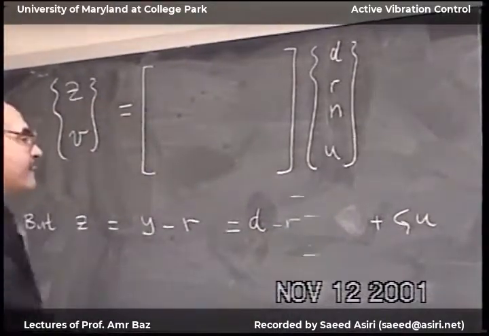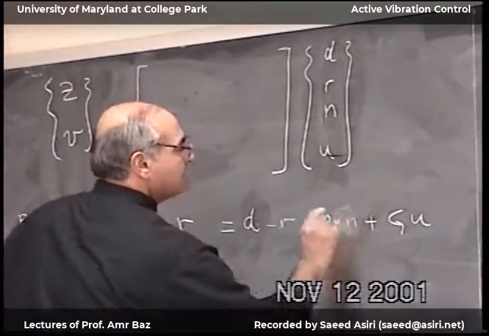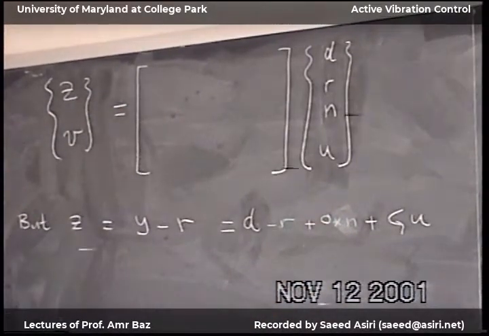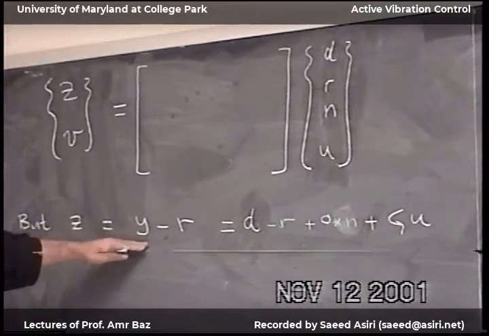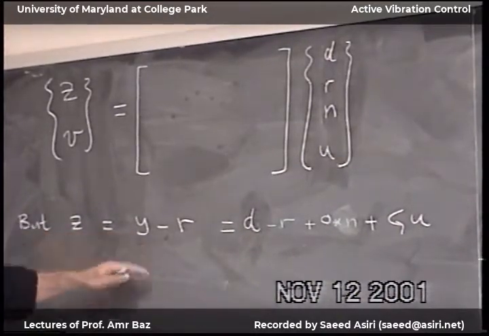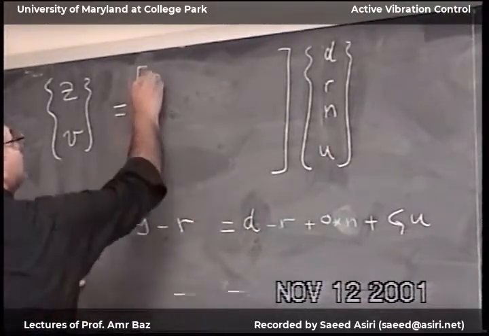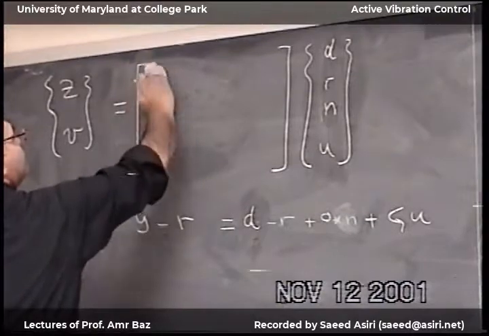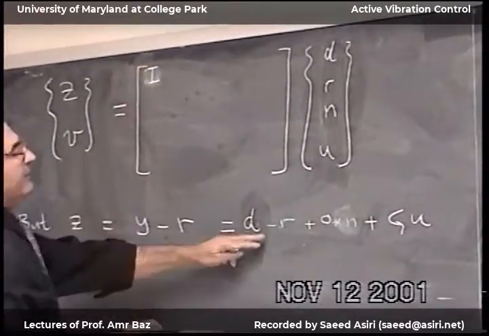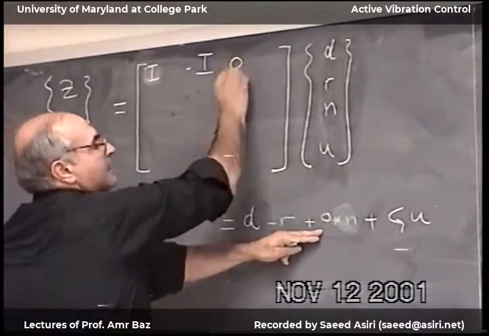And then plus 0 times M. So now we replaced the Y from the block diagram. So now I can take this and put it here. Now I have D, which is 1 or identity. And then I have R minus identity. I have 0. And then I have G.